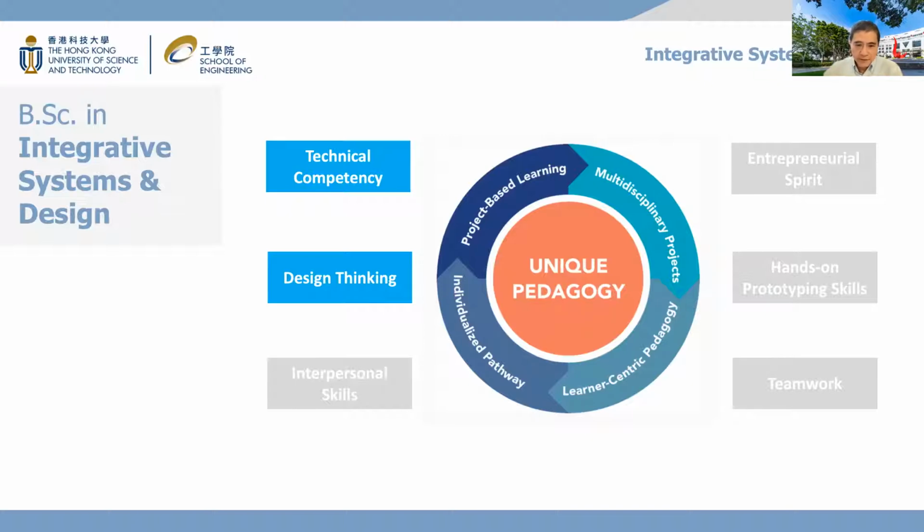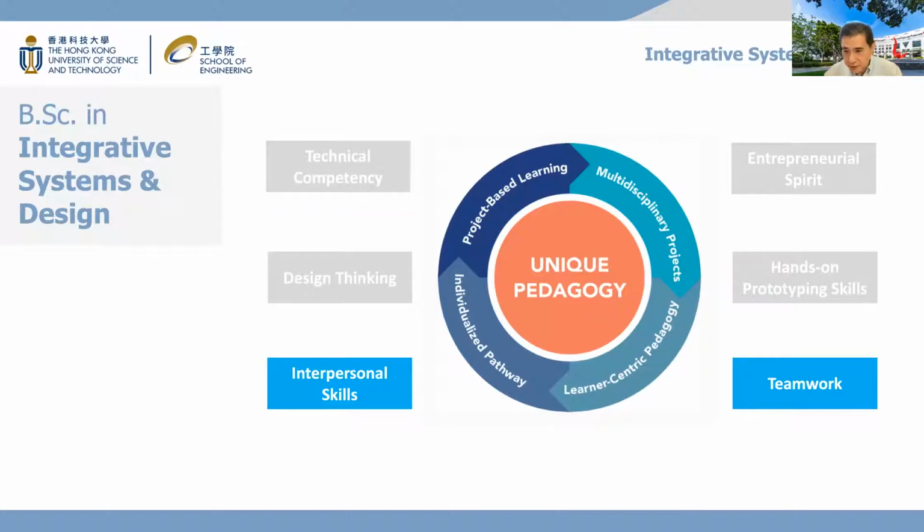The third and fourth parts are interpersonal skills and teamwork, because we need the student to be able to work in a multidisciplinary team. You need to work with others very often. A lot of projects are team projects. So in order to excel in team projects, you need to have very good interpersonal skills, good presentation skills, and also the teamwork concept.